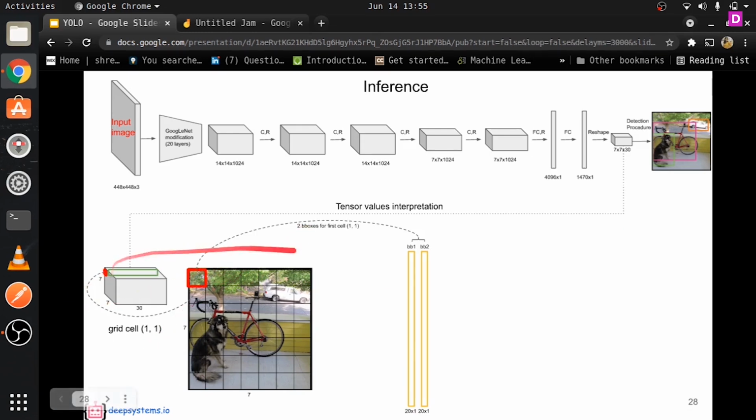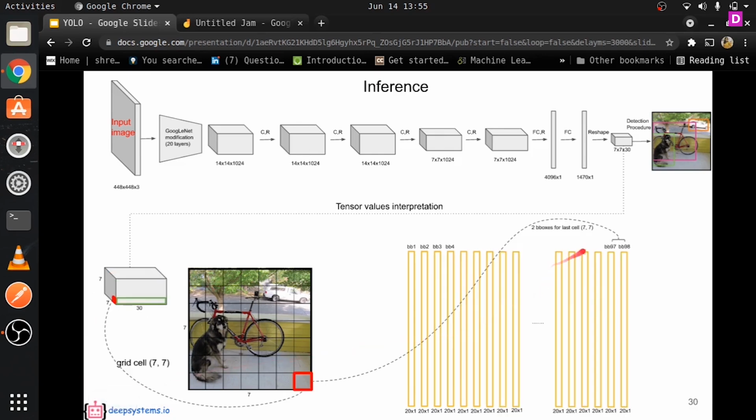See, for each one you are getting 2. So how many grids are there in total? There are 7 cross 7 grids, that means there are 49 grids. So for each grid, if you are getting 2 values, that means you are getting a total of 49 into 2, that is 98 values. Alright, so now you understand what is happening.